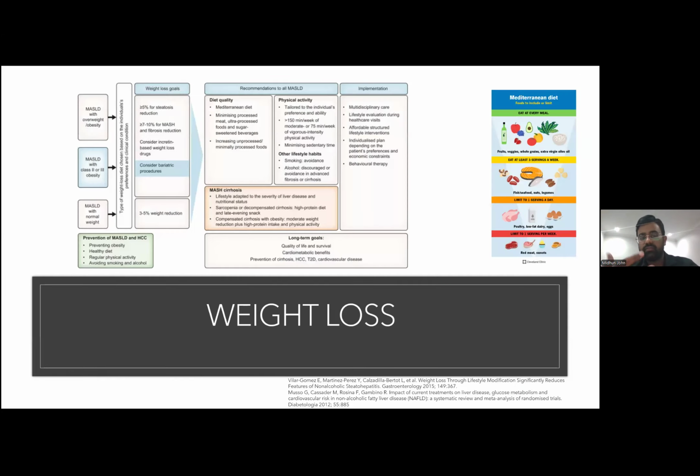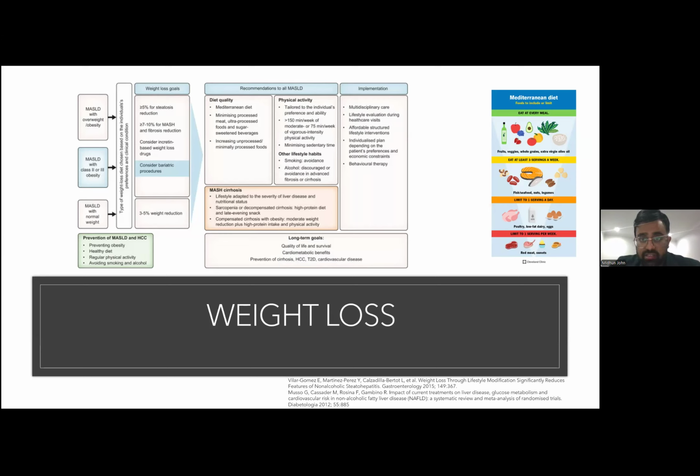And so I found this nice schematic, essentially trying to summarize how we can go about weight loss in these particular patients. So we've spoken about the top left, but I want to look at the recommendations to all MASLD patients. And diet is one important thing. So for diet quality, they recommend the Mediterranean diet. For those of you who don't know what the Mediterranean diet is like, it's essentially the picture that I put on the right-hand side.